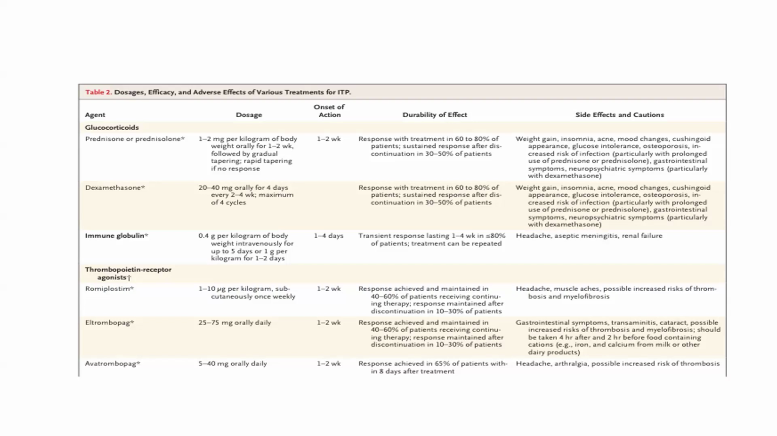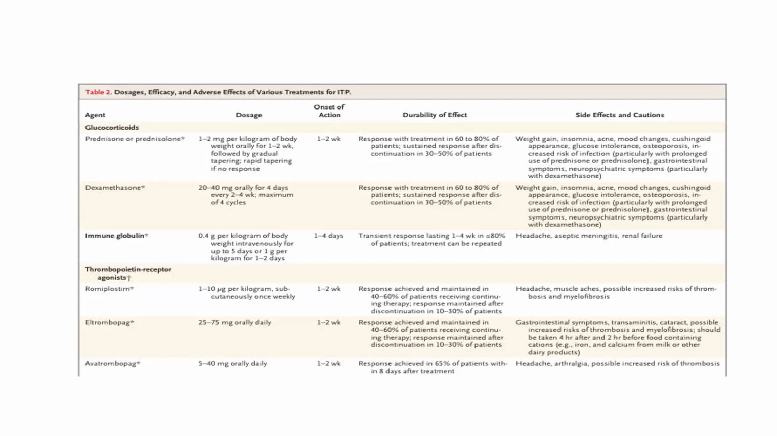Eltrombopag can be used in the dose of 25 to 75 mg orally daily. The side effects are gastrointestinal symptoms, transaminitis, cataract, possible increased risk of thrombosis, myelofibrosis, and it should be taken 4 hours after and 2 hours before food containing catechins.